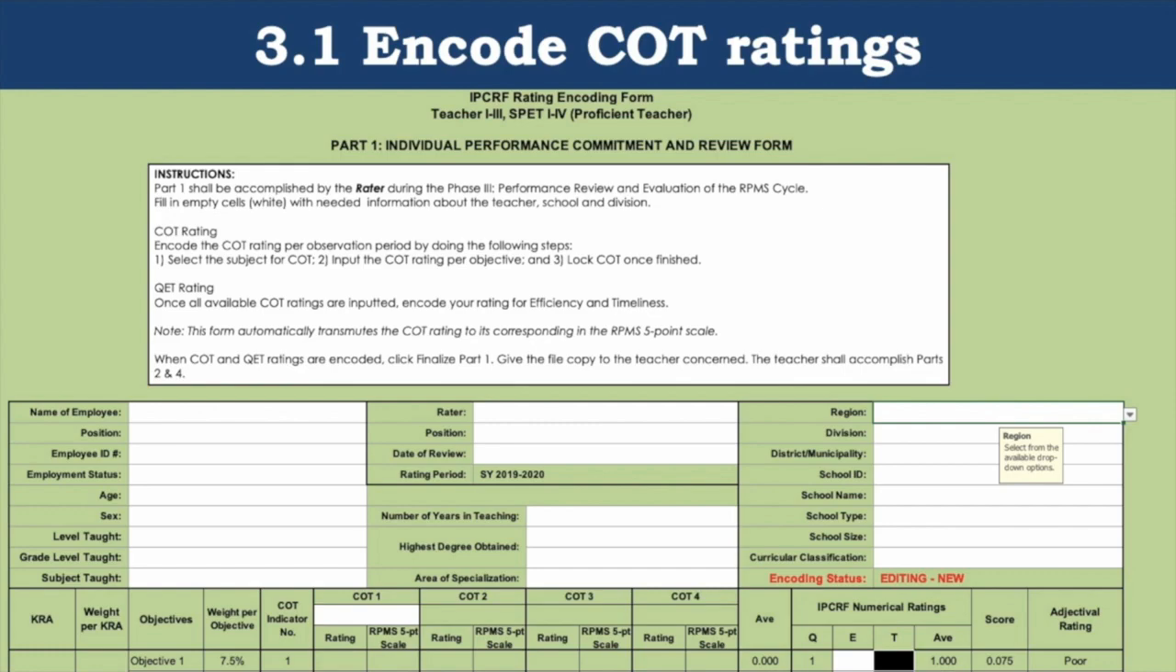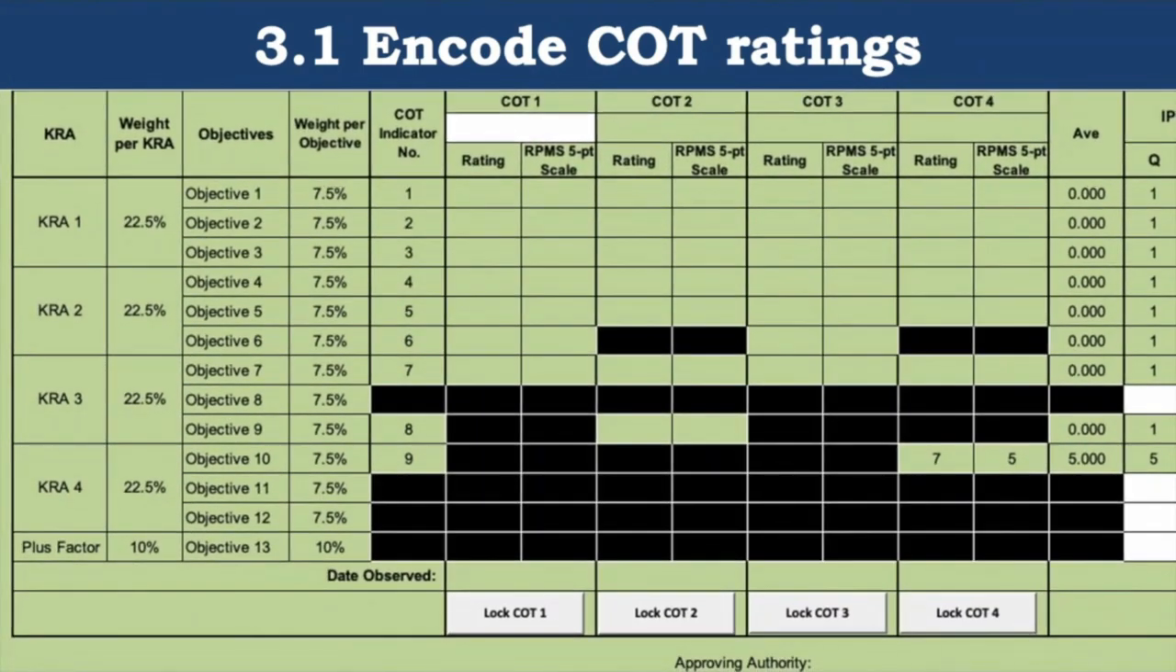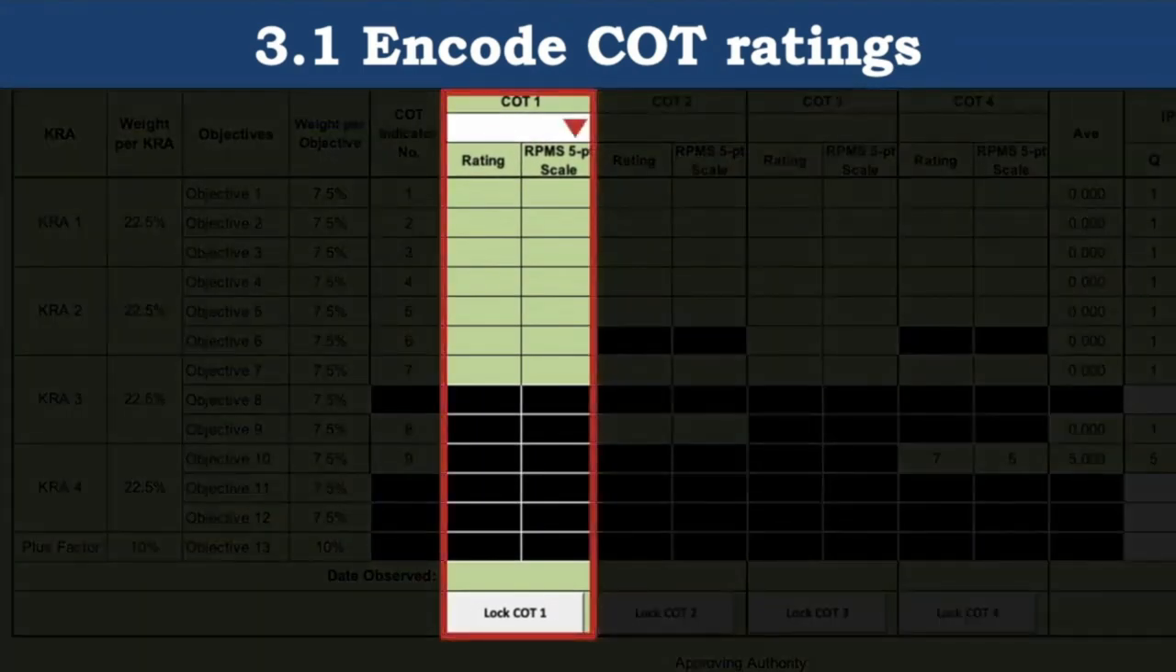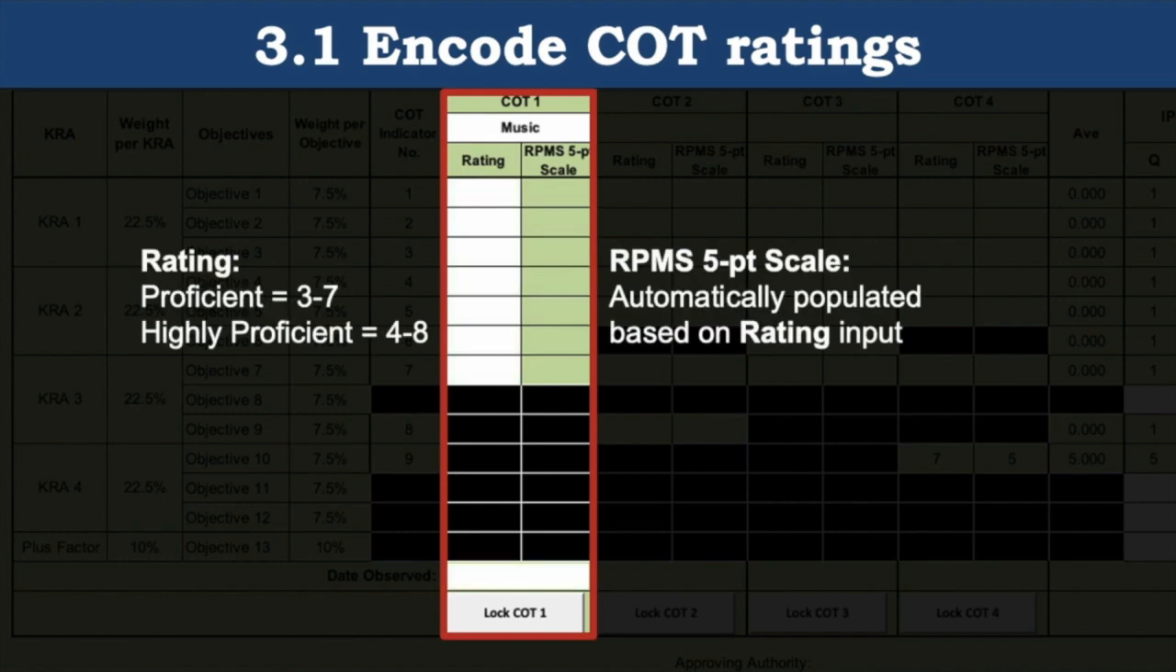Below the rater's information, or the ratee's information, we have 4 COT columns. Let's focus on the first one. At the beginning, all COT columns are disabled except for COT1. You will know that this is enabled because you have a cell at the top that's colored white. This allows you to select a drop-down option from among the identified subjects. Once you select a subject, the rating column will be enabled. Again, you will confirm that the cells are enabled because they have turned white.